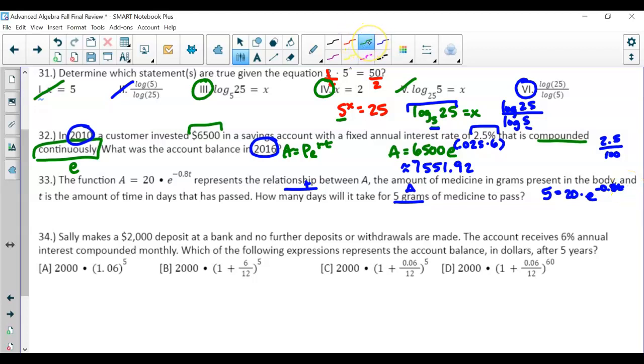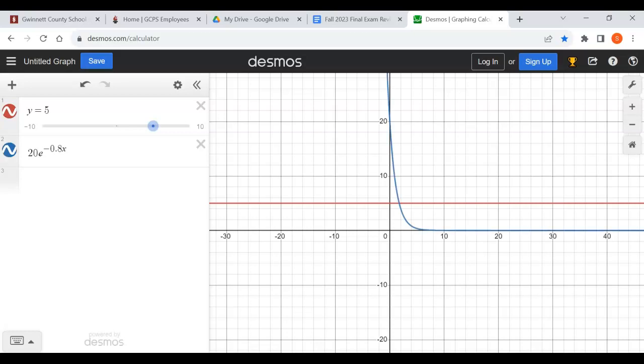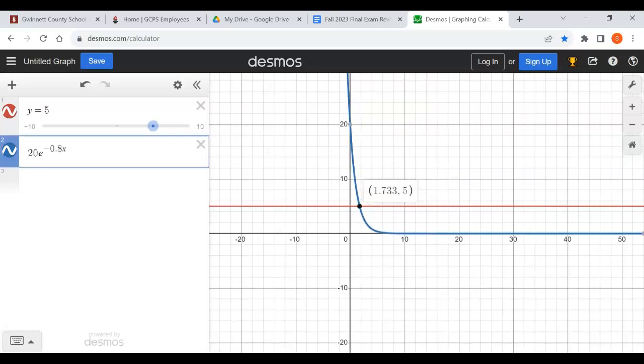So again, if you wanted to graph this in Desmos, you can. So you could type, remember, you have to put not just 5, but y is equal to 5. Then put 20e to the -0.8, but not t, because it's in Desmos, you're going to put x. So it could look something like this. So again, y is equal to 5, so you get your straight line. Then 20e to the -0.8x, so that you can graph this in Desmos. So now notice, the graphs are crossing at the x value of about 1.733.